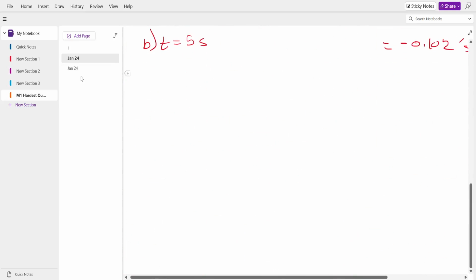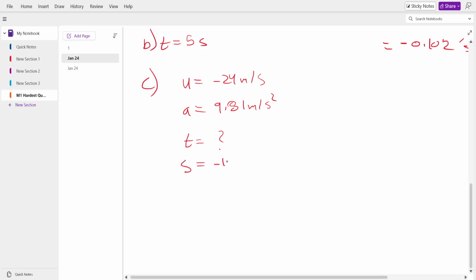So for part C, what we know is that U equals negative 24 meters per second. I know that my A is pointing downwards as 9.81 meters per second squared. I don't know my V, I want my T, and I know that my S is negative 10 meters.